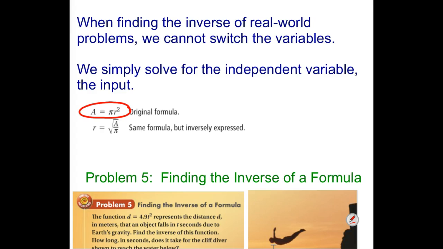When we see that, we know that the A stands for the area of a circle. We know that R stands for the radius. It doesn't make sense to now say, I'm going to make the area become the radius and the radius become the area. Okay? In this context, that doesn't make sense. So we don't switch them, but we do solve for the other variable. So instead of having it solve for A, we rearrange it and solve for R.